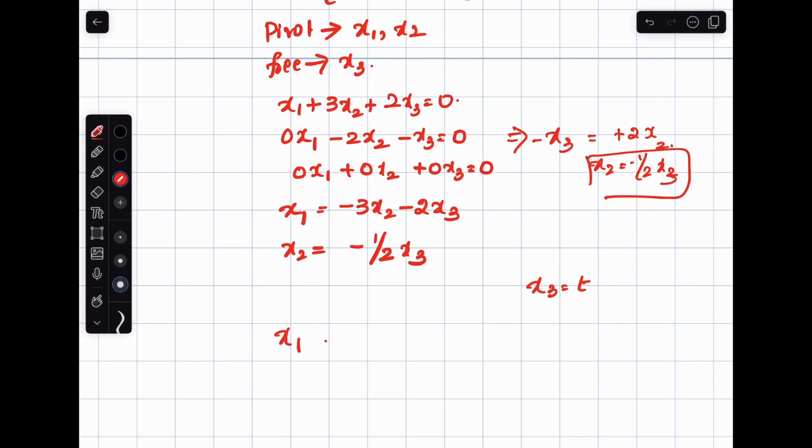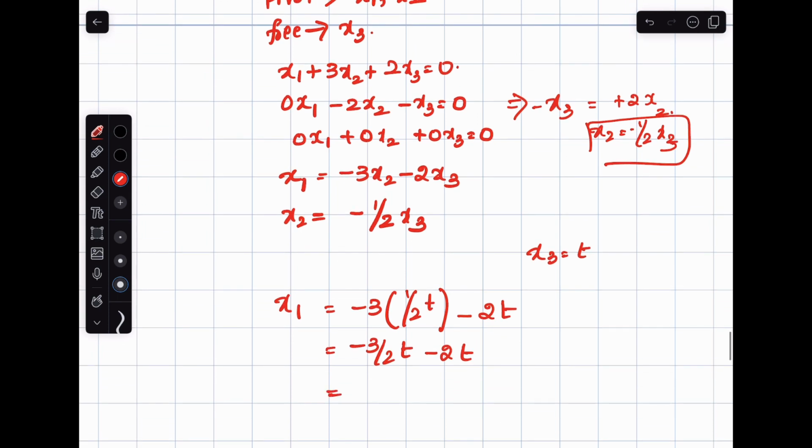Let us consider x3 equal to t, and we will apply it to the equation. So x1 is equal to minus 3 times x2, right? We are replacing x2 with minus half x3, which is t, minus 2t. Now that is minus 3 by 2 t minus 2t, and you will get the answer as minus half t. So that is x1. So you got the answer for x1.